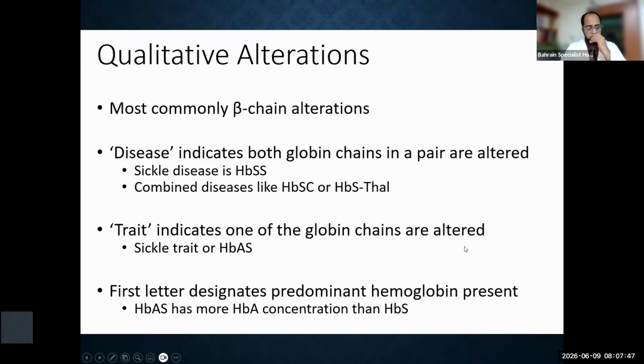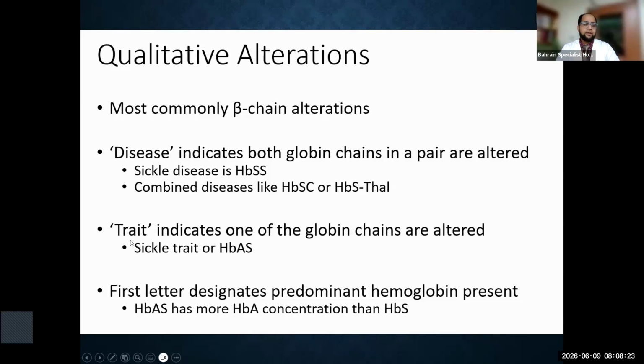So most commonly, the qualitative alterations are seen in beta chain, and that is actually the term disease and trait. So we have to know a disease is characterized when there is a gene mutation in both the globin chains, and hence both the chains are altered. For example, HBSS, this abbreviation indicates both the genes are altered. In addition, there can be alteration in another type of gene like HBSC or HBS with thalassemia. So these are also termed as disease.